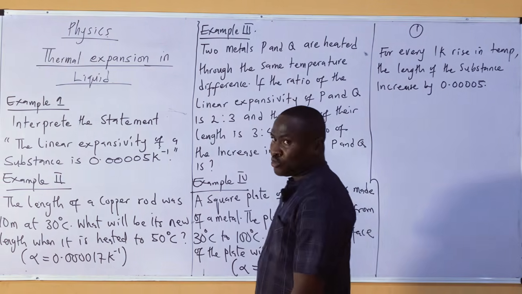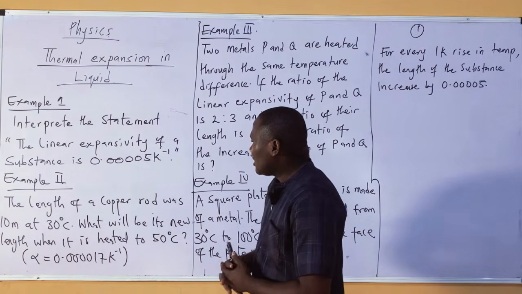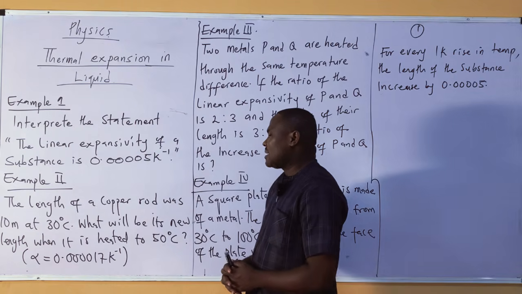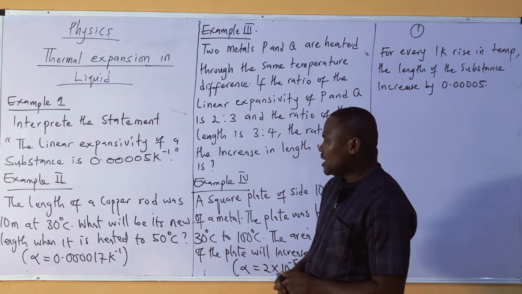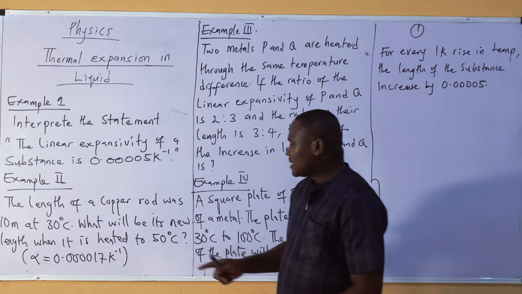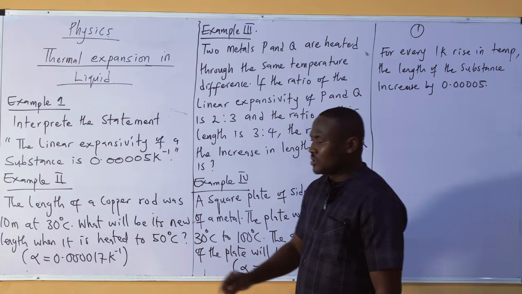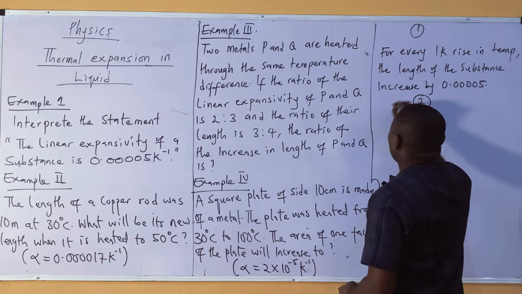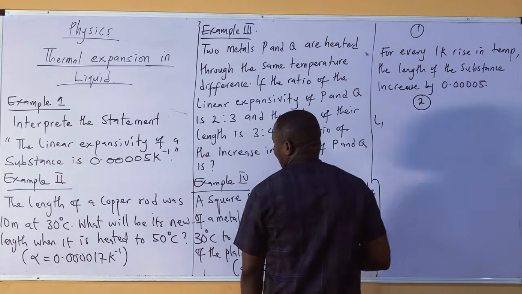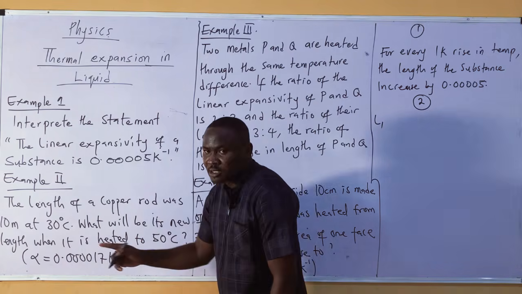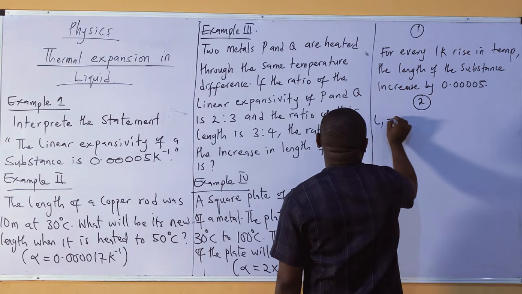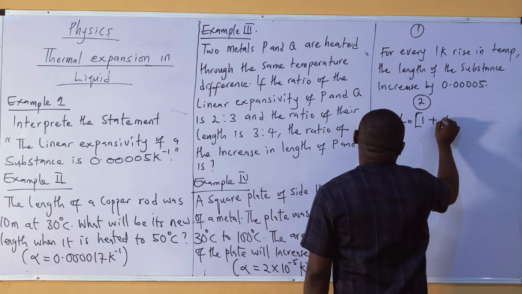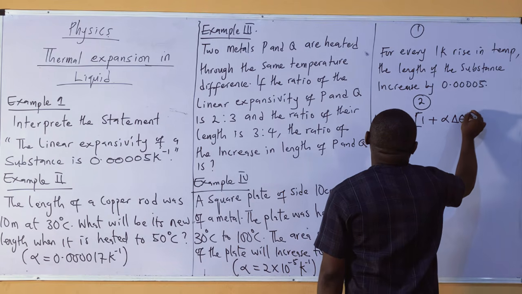Let's look at question number two. Question number two says, the length of a copper rod was 10 meters at 30 degrees Celsius. What will be its new length when it is heated to 50 degrees Celsius? Take linear expansivity to be this. Now remember, in our class, we said new length because we are looking at what will be its new length. New length, we said, is equal to original length open bracket 1 plus alpha change in temperature.